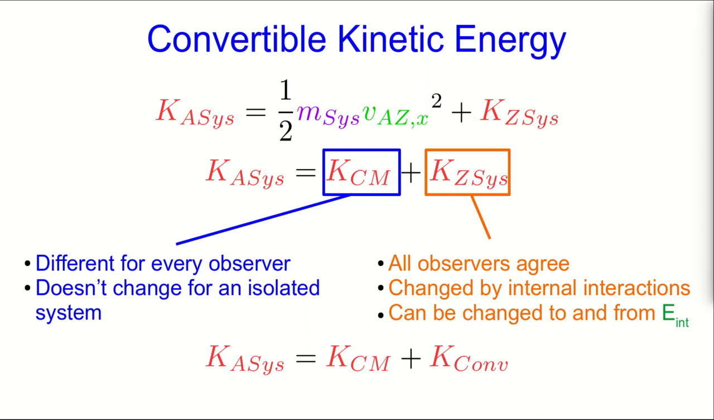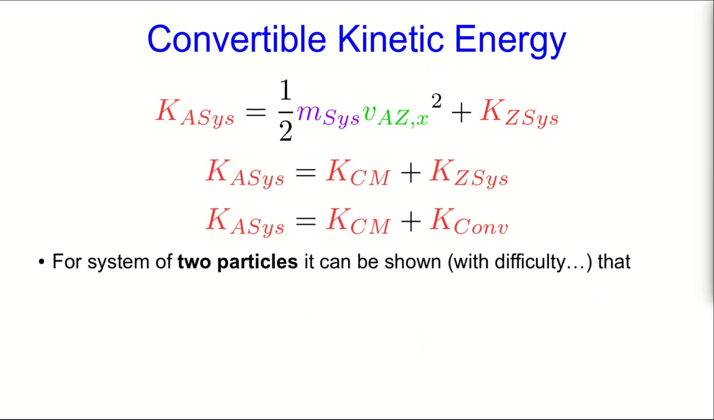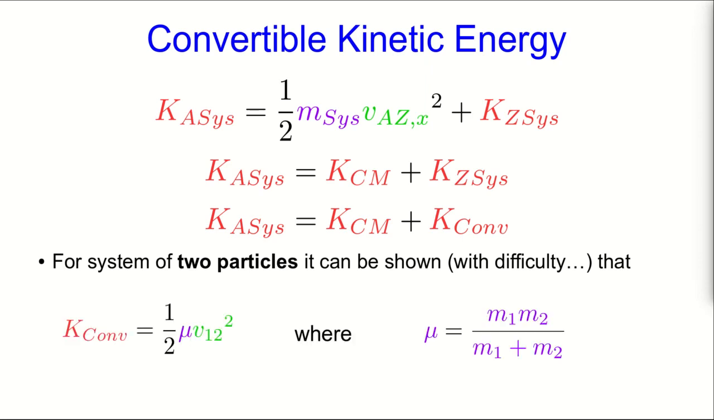Let's just take one more look at this in a special case that's useful. So in a system of two particles, you can show, although it's difficult and involves math you haven't seen, that the convertible kinetic energy can be written in this form, where this funny simple symbol mu here is called the reduced mass, and it's written this way. And this v12 just refers to the relative speed of the two particles in the system.